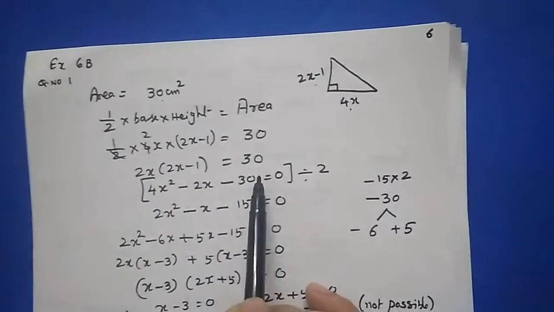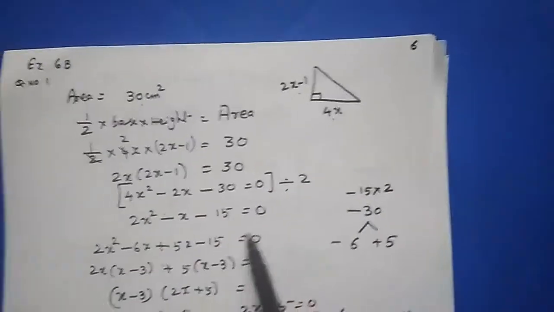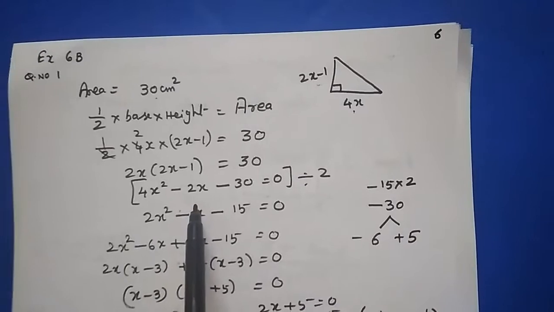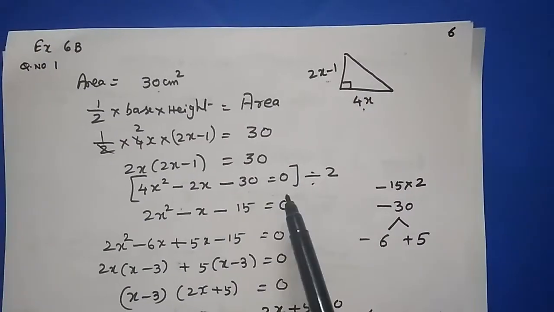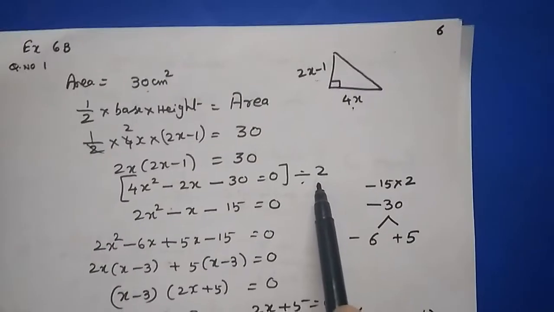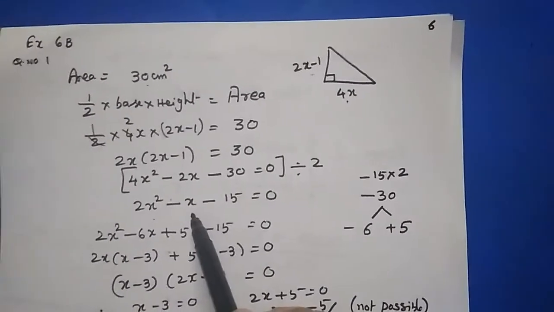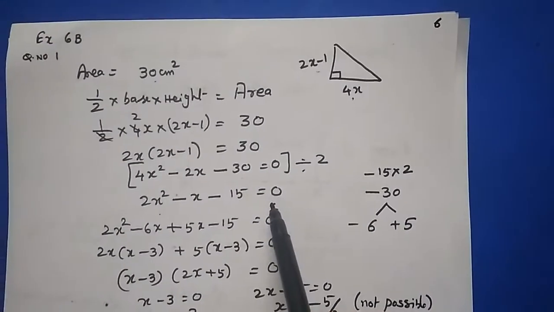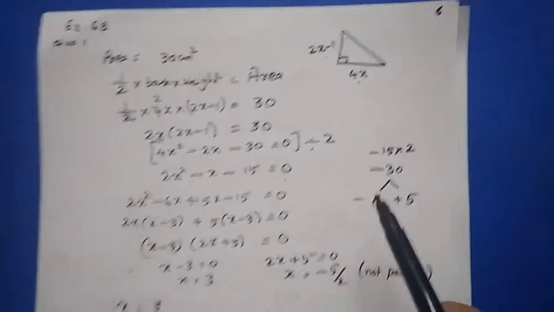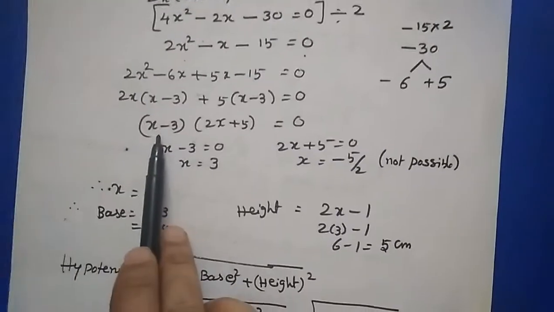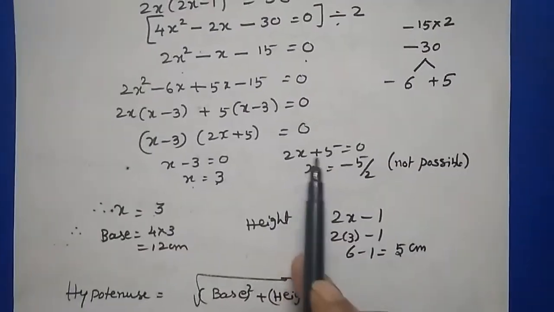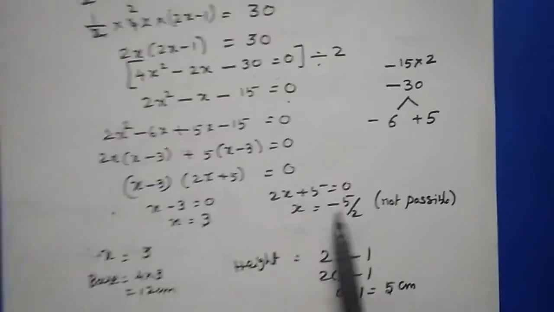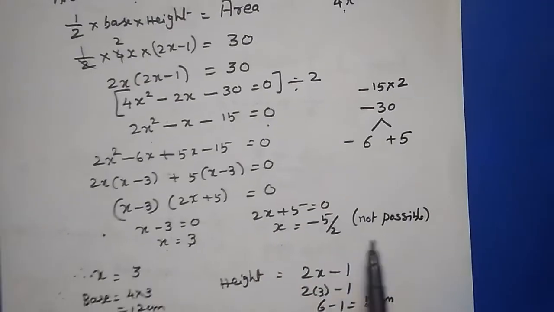2x into 2x minus 130, you are getting the quadratic equation 4x squared minus 2x minus 30 is equal to 0. Here 2 is common for each term, so divide by 2, you are getting 2x squared minus x minus 15 is equal to 0. As usual, splitting method, you are getting the factors x minus 3 into 2x plus 5 is equal to 0. Therefore, x is equal to 3, or 2x plus 5 is equal to 0, x is equal to minus 5 by 2.